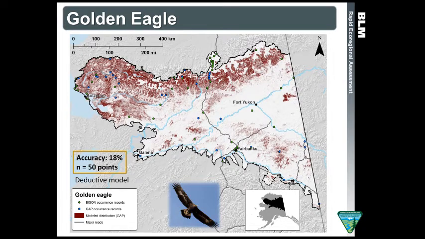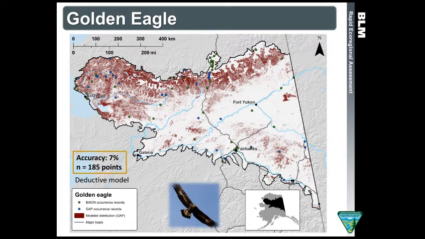But the accuracy of the GAP distribution model was only 18%. Based on what we had in-house, it was 18%, and that was with 50 points. So when I add the Bison data, we bump up to 185 points, but we drop down to 7%. And it could just be because there's so few data. We can see here that there definitely is this arm of golden eagle occurrence points that aren't included in the GAP model, so there are definitely some issues with the model.